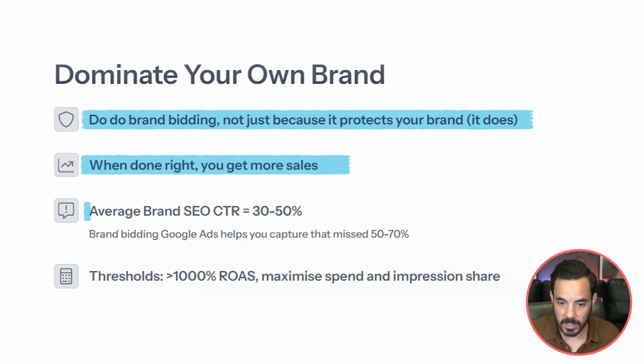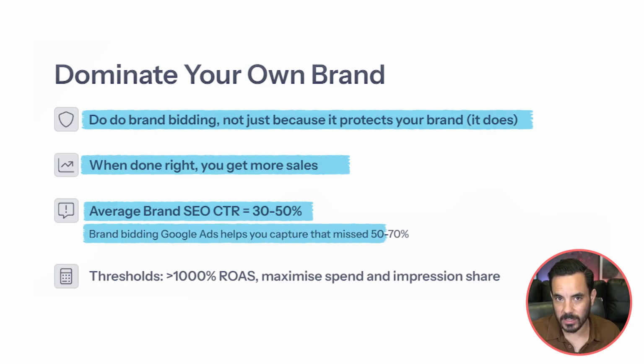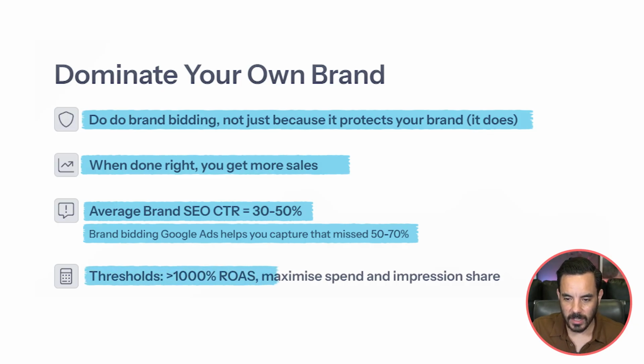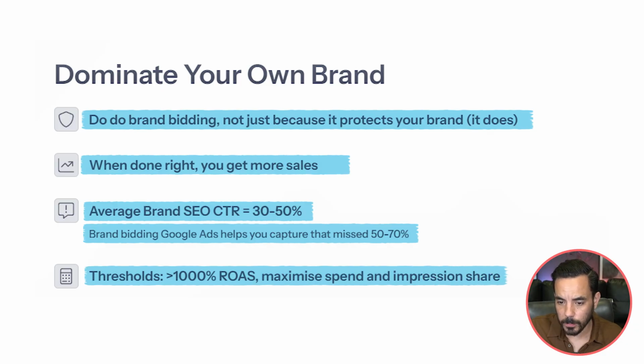But the fact of the matter is that the average brand click-through rate for SEO, for organic rankings, for branded searches, is actually about 30 to 50%. So that means half or more of people who search for your brand are not clicking on your organic brand listing. And that is why Google Ads brand bidding is useful, because it helps you capture that missing 50 to 70% of people who are not clicking on your organic brand listing. A good threshold to use, like, do bid on brand, but use the right targets and use the right thresholds.